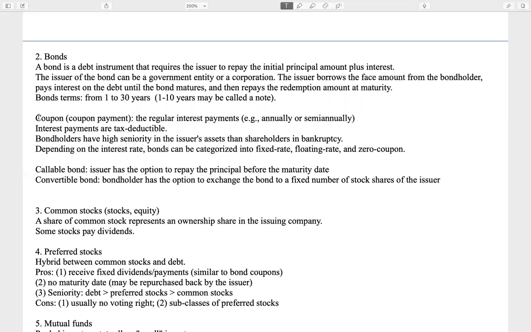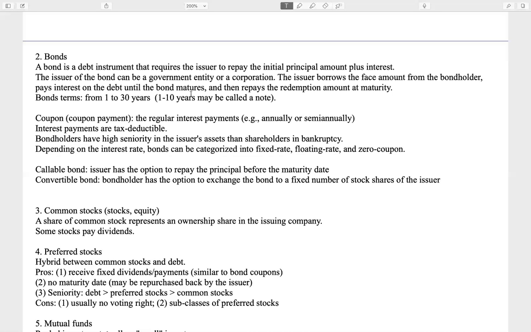Okay, so let's say the face value is $1,000. Interest rate is 5%. Then at the end of each year, the bondholders will receive $50, right? And let's say this is a 5-year bond. At the end of 5 years, not only will you get the final coupon of $50, you will also get the face value $1,000 back.